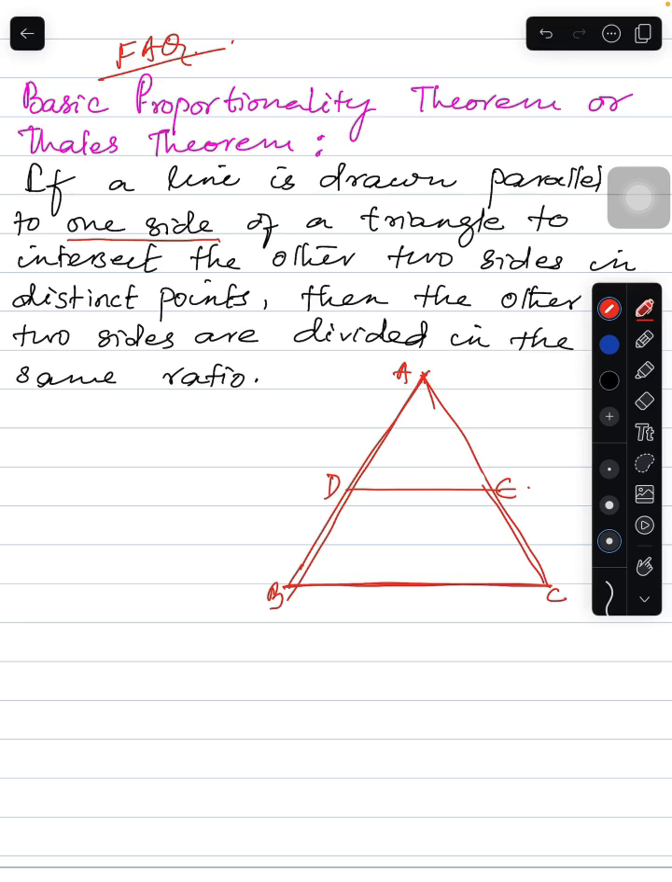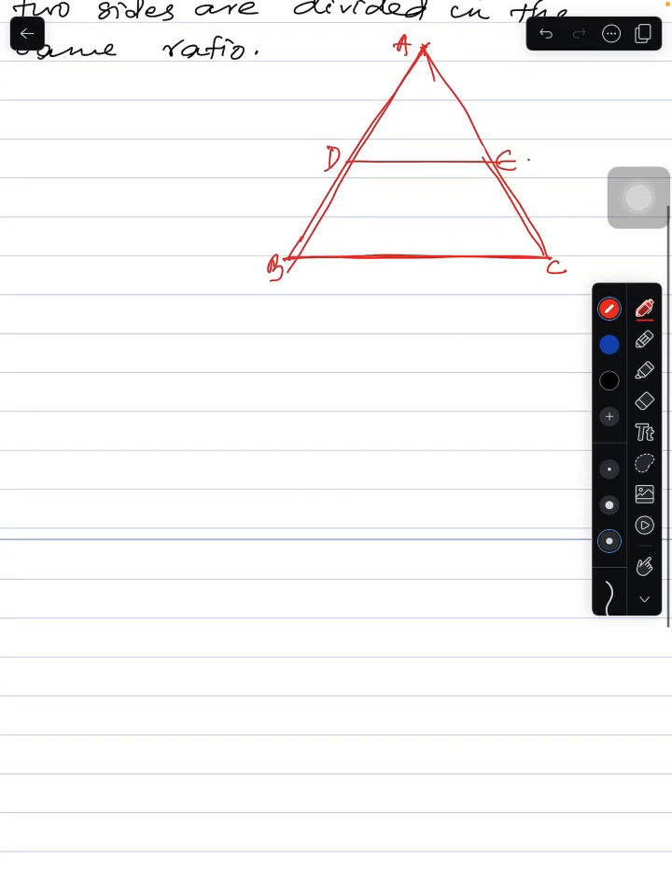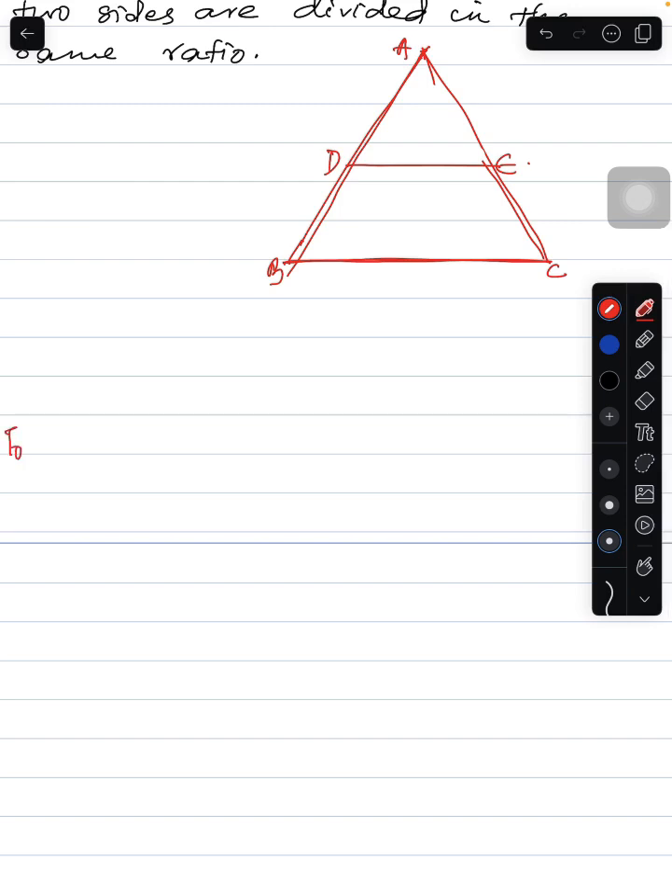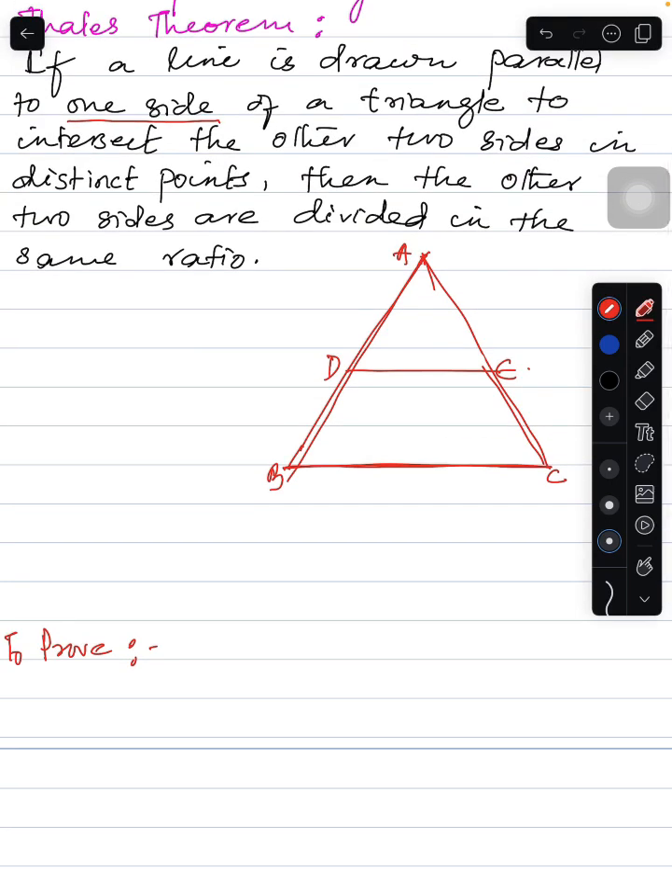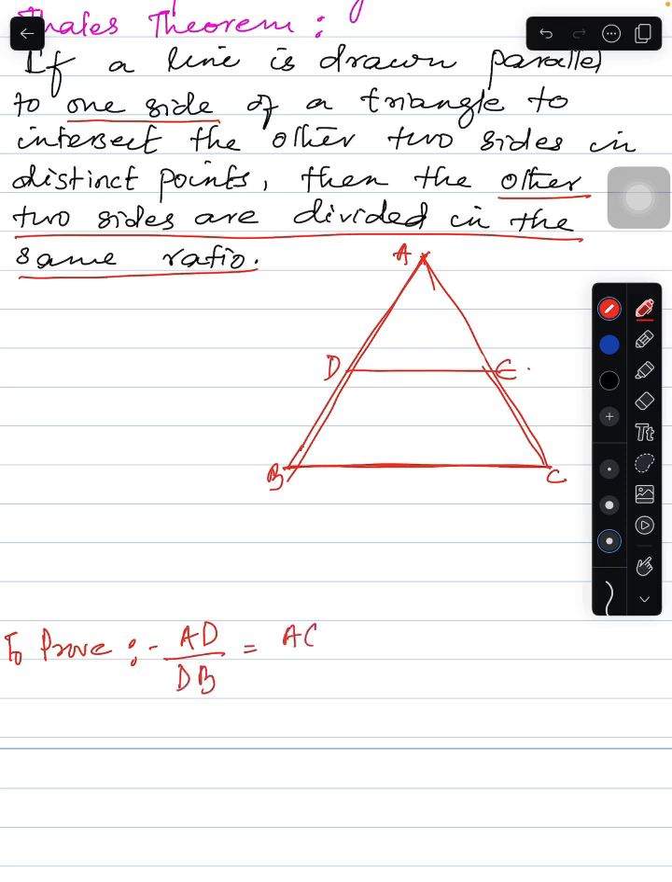So what is he asking us to prove? You will have to prove that. So I'll write, to prove: the other two sides are divided in the same ratio. AB and AC are divided in the same ratio, which means that AD by DB is equal to AE by EC. This is what is to be proved.